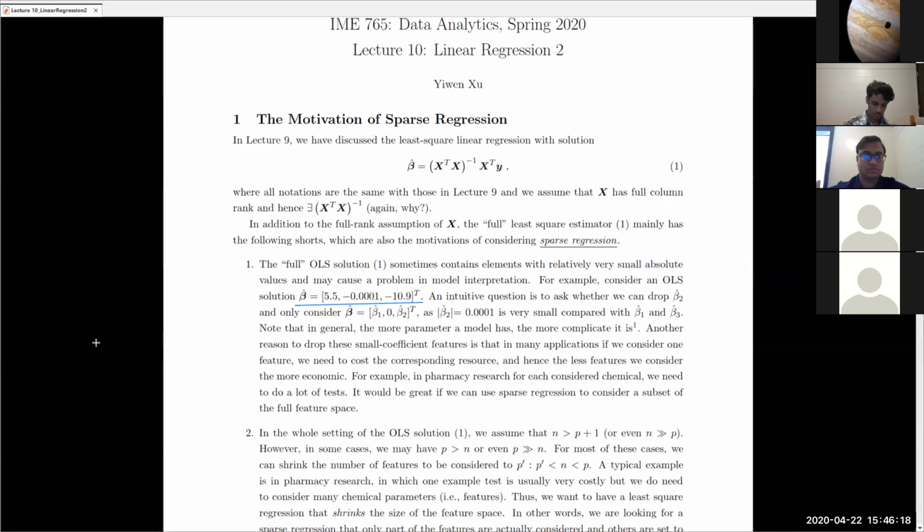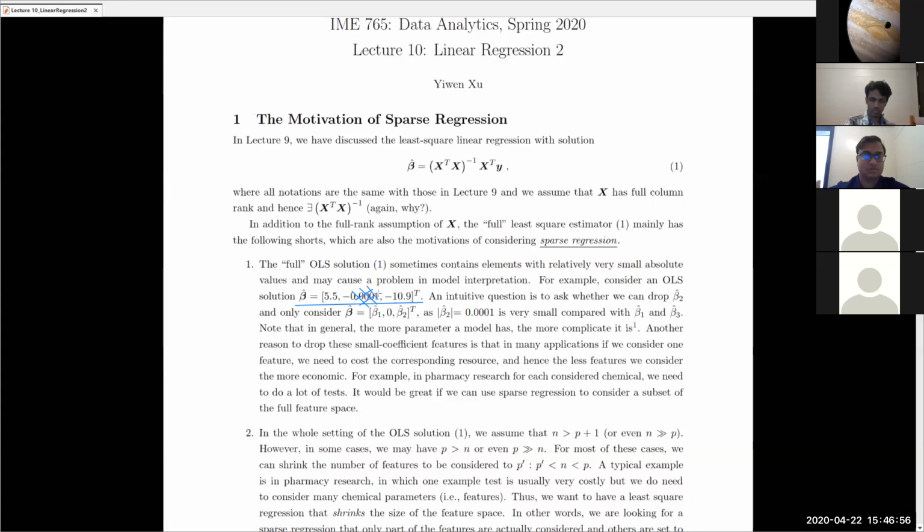Intuitively, we may ask, hey, if that's the case, can we ignore it? In other words, I don't want to predict it anymore. I just want to have beta 1 and beta 3. We just ignore it. Can we do it? And you may ask, why do you want to do it? The reason is because in many cases, especially in pharmacy research or drug testing, if you want to consider one more parameter, one more feature, then you're going to cost money. You're going to spend money for experiments on this chemical. And hence, we want to try to minimize the number of features.